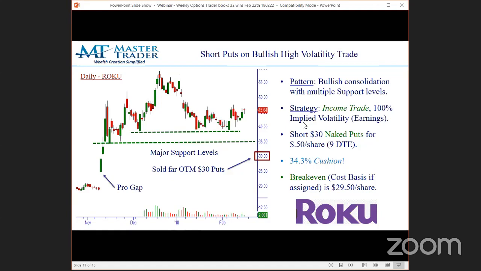And the stock did gap down to $40 today. I didn't put a current chart up here, but the stock rallied to like $50 and gapped down to 40. So it was still $10 away from our short strike price.